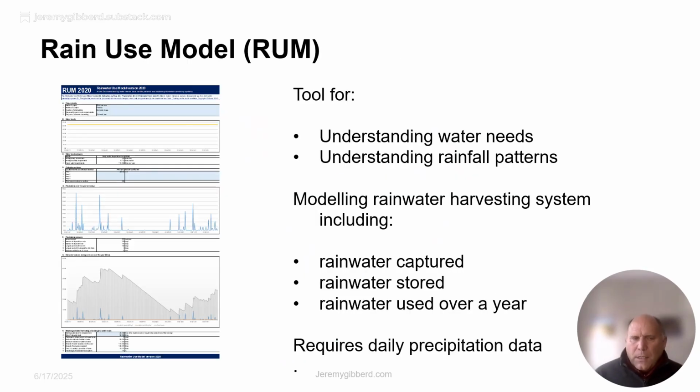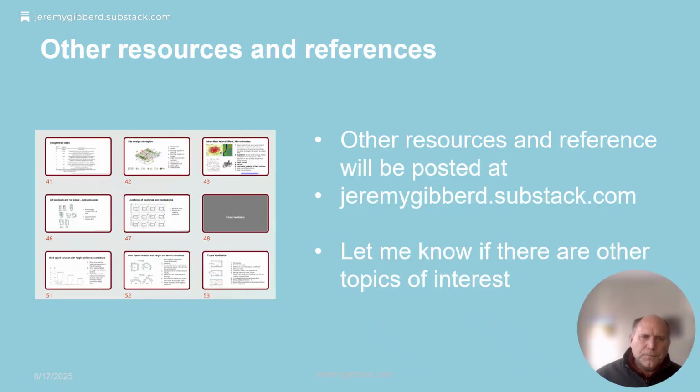The last one is a more sophisticated tool. It's the modeling tool that enables you to track water consumption in rainwater tanks over a full year and generate these sorts of graphs. It is more complex and it does require daily precipitation data, which sometimes is not easy to get. So if you've got the data, it's a very powerful, very useful tool, but only if you can get that data.